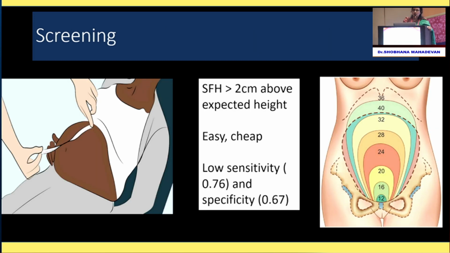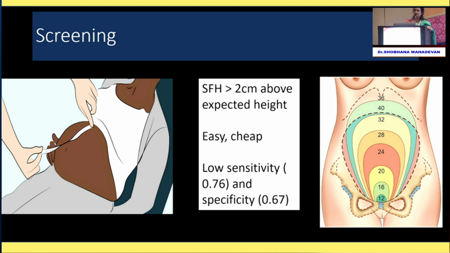So how do we screen? Clinically, symphysiofundal height measurement is a very easy, cheap method with all its limitations. In a low-risk setting where untrained personnel are monitoring low-risk pregnancies, this is probably a good screening method.